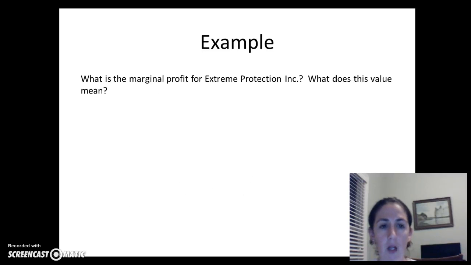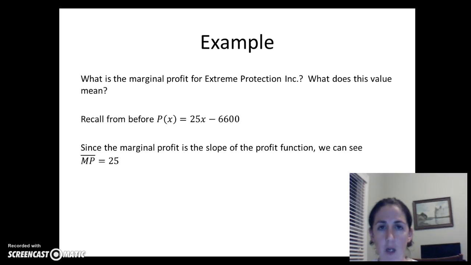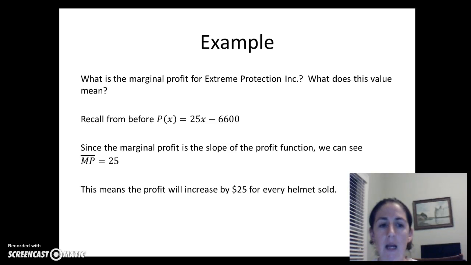So for example, going back to Extreme Protection Incorporated, what is the marginal profit? Remember, marginal profit is the slope of the profit function. The profit function, P of x, was linear. P of x was equal to 25x minus 6,600. What's the slope of that equation? 25. So the marginal profit is 25. Well, what does that mean? That means that the profit will increase by $25 for every additional helmet that you sell.